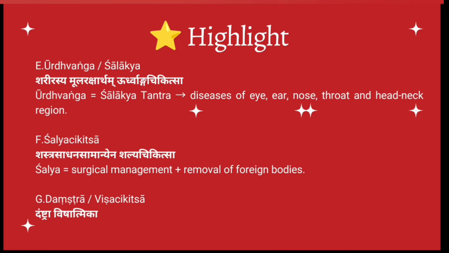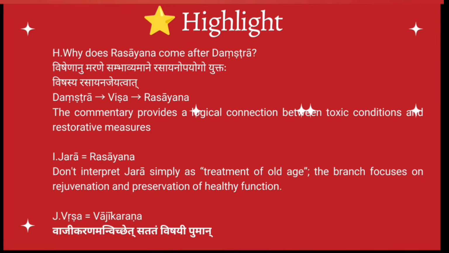Next is Damshra or the Visha Chikitsa. Here, as we know, it is about the poisonous bites and toxic conditions of the Sharira. Damshra Vishatmika. Next, why does Rasayana come after Damshra? This is actually an important and interesting logical explanation by Arunadatta.